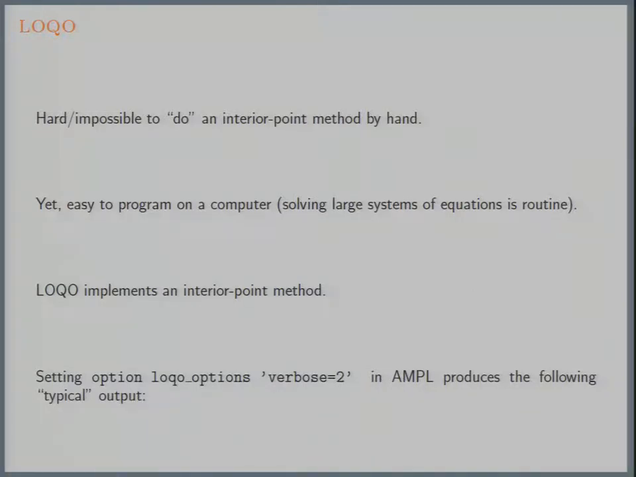So, okay, let's go back to the slides here.